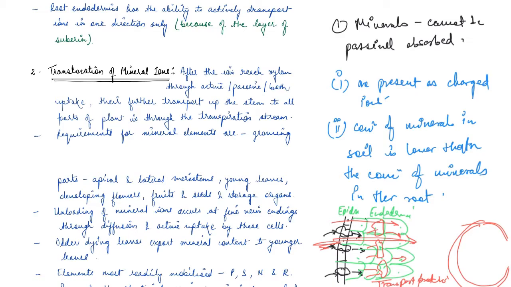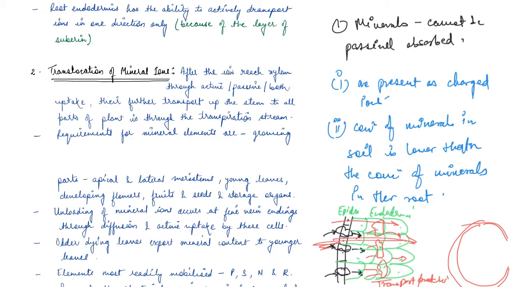So you have the cells where this xylem is moving up. The mineral ions are moving through diffusion or even active uptake through these fine vein endings. So there is one requirement, which is in the growing regions. It might be a young leaf, a fruit, a flower, or all the meristems. So one is that the minerals present in the xylem of the roots now move up through the veins.